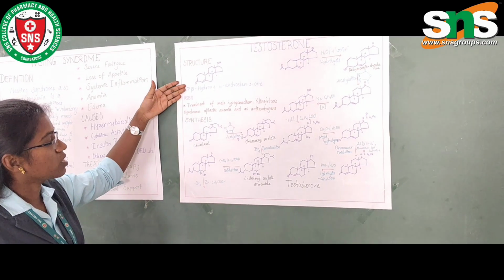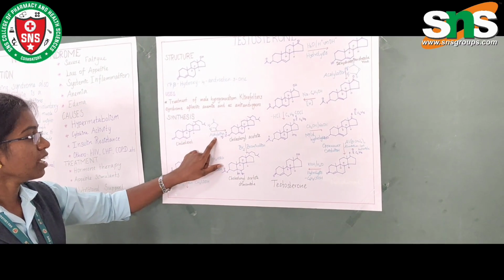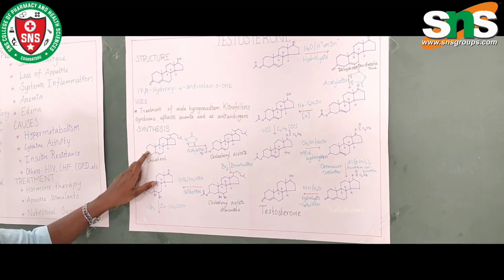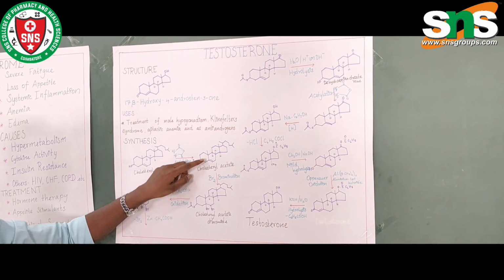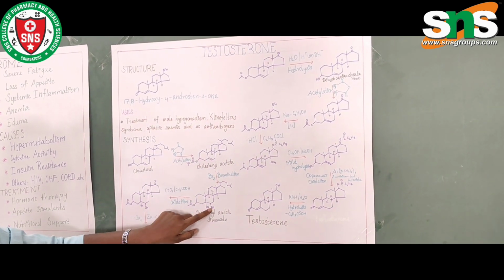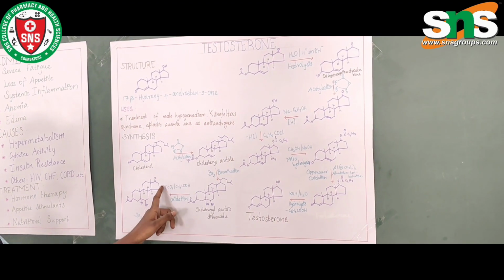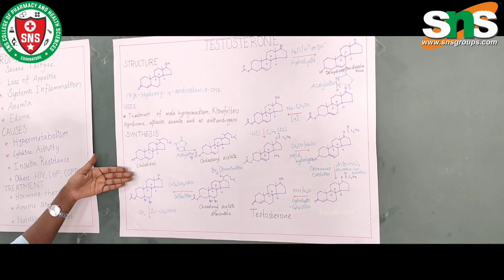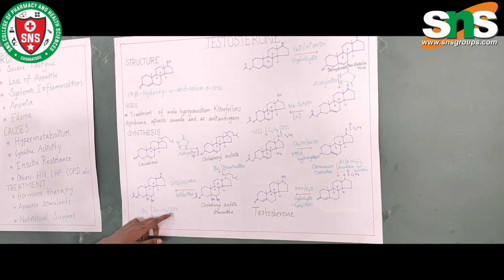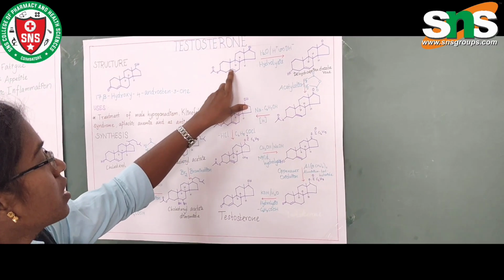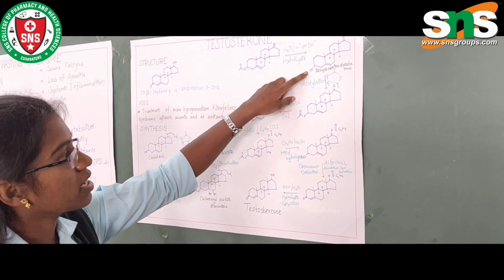Let us see the synthesis of testosterone. It is synthesized from cholesterol. On acetylation, the hydrogen is replaced by an acetyl group, giving cholesterol acetate. On bromination, the double bond is broken and bromine is attached. This cholesterol acetate dibromide, on oxidation, loses this group and a double bond O is present. On debromination, the two bromines are removed in the presence of zinc and acetic acid, and the double bond is formed again. On hydrolysis, the acetyl group is removed and hydrogen is added.